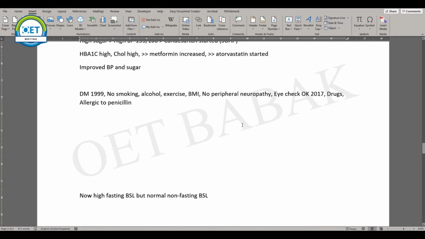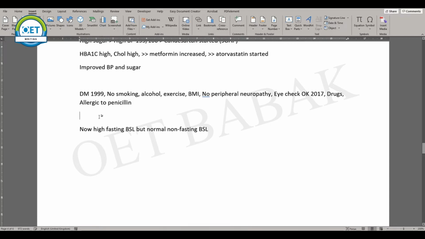So basically, you say she's diabetic. She doesn't smoke. She doesn't drink. She doesn't have any formal exercise plan. Her BMI is 24. She doesn't have any peripheral neuropathy. Her last eye check was in 2017. She takes these medications and she is allergic to penicillin. So that would be a subsection.